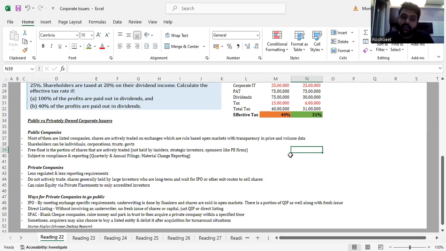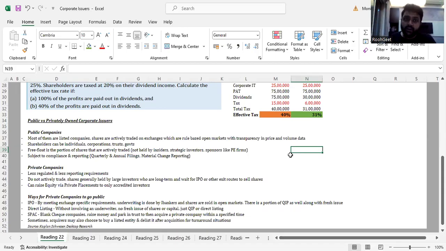Subject to compliance and reporting. Okay, public companies are subject to a lot of compliances and reporting. Quarterly reports, annual reports, basically quarterly results and annual results, and any material change, for example, any merger or amalgamation, or something like that. Whatever is happening in the company first needs to be out under SEBI.